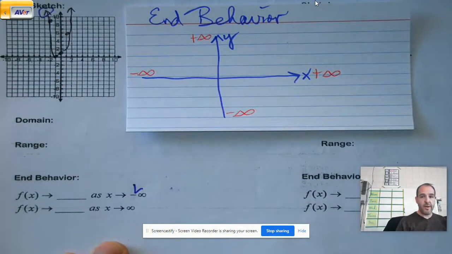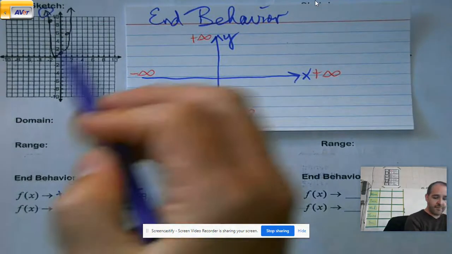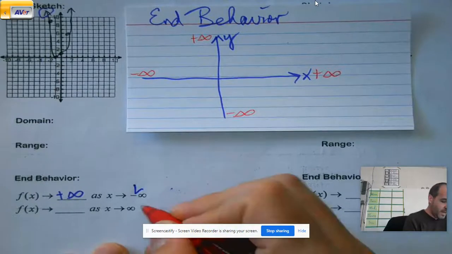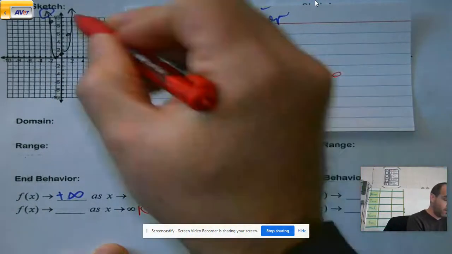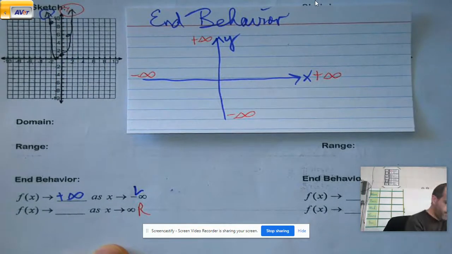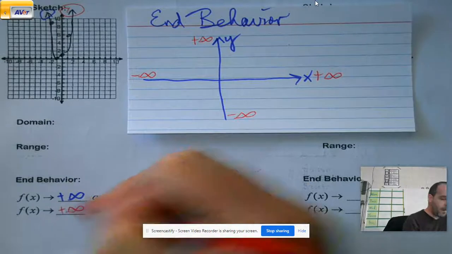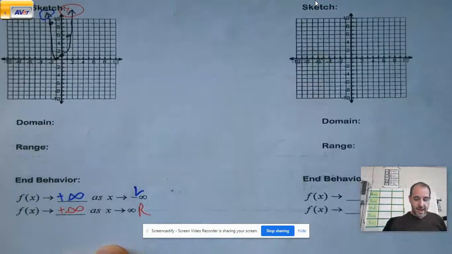What way is Y going? Up to positive infinity. Y goes up as X goes left. Yep. Okay. As X goes to positive infinity, as X goes to the right, right arrow, what way is it going? Up. Okay. Hasn't changed.